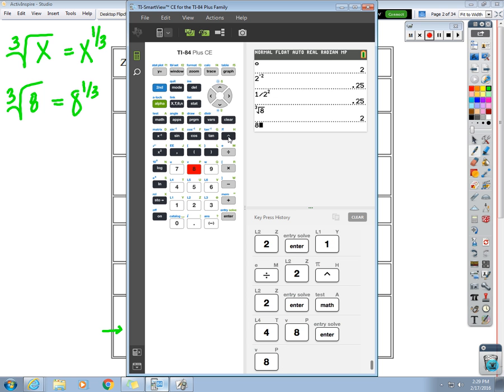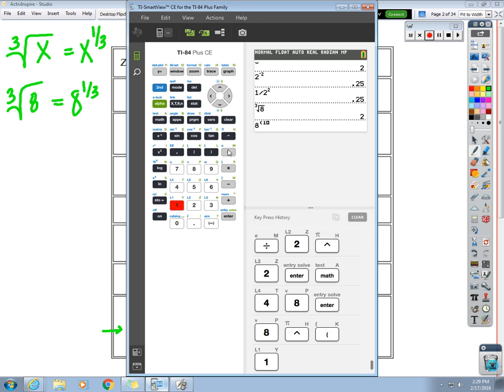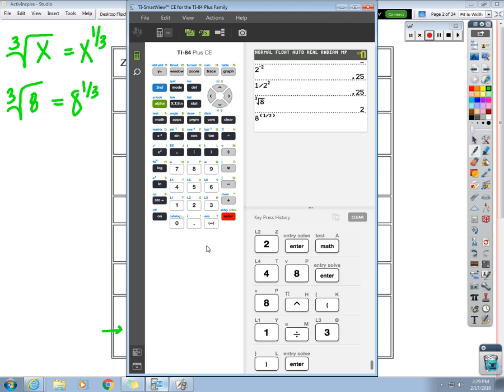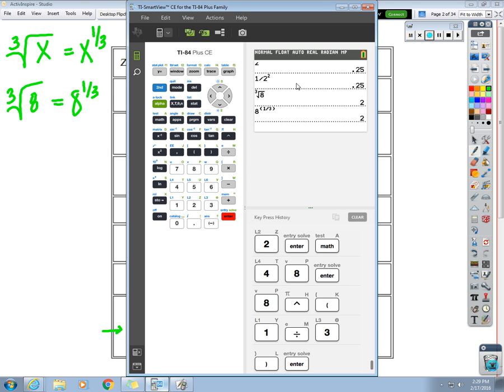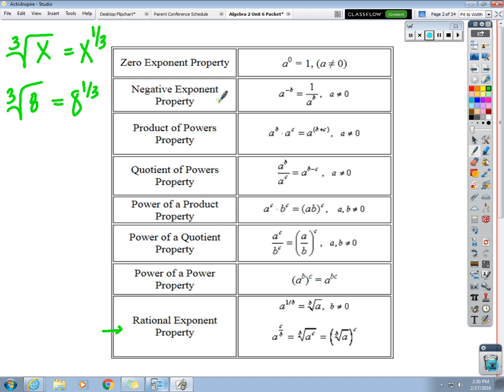8 raised to the 1/3 also equals 2. It's the same thing. It's just two different ways to write it. Okay? And the reason it comes in handy is when you start solving equations, it might be easier to convert it to this to solve for x instead of this. It all depends on what you're working with when you'll decide which way to go.